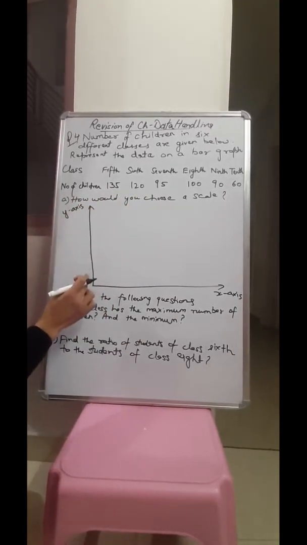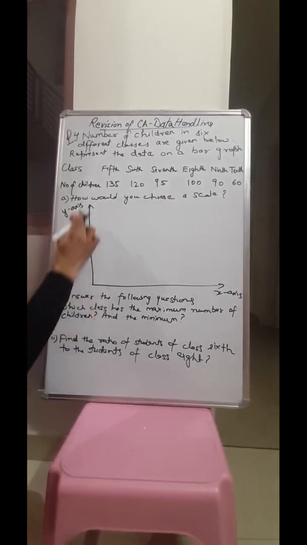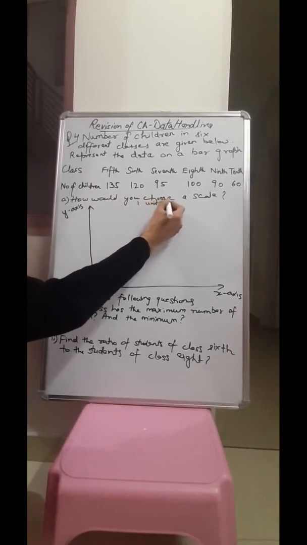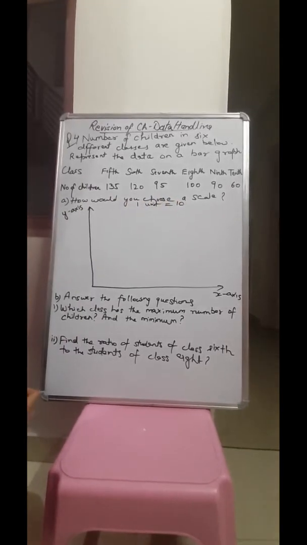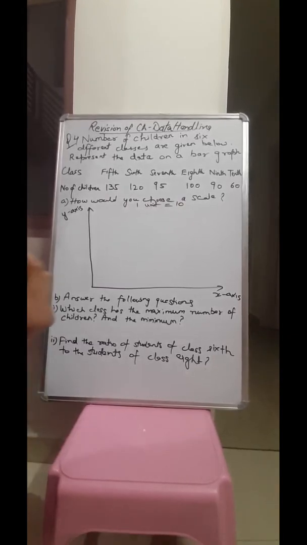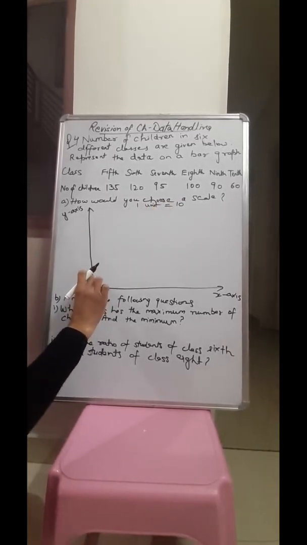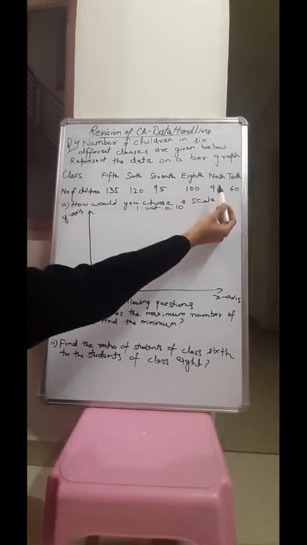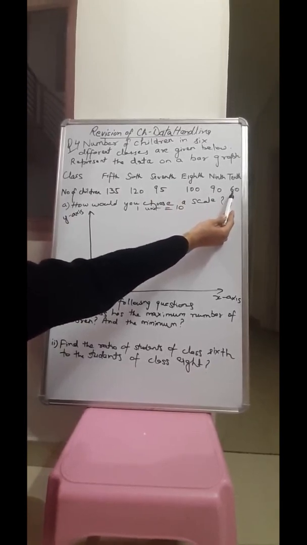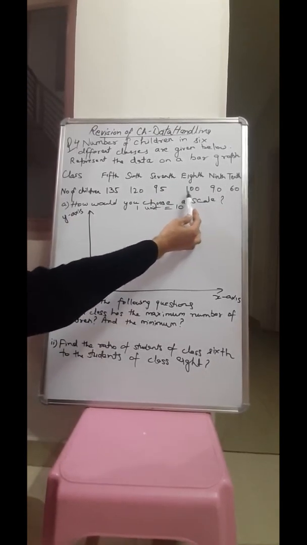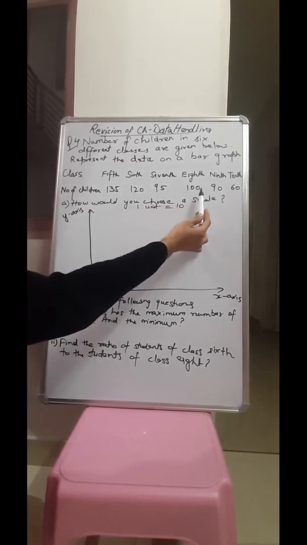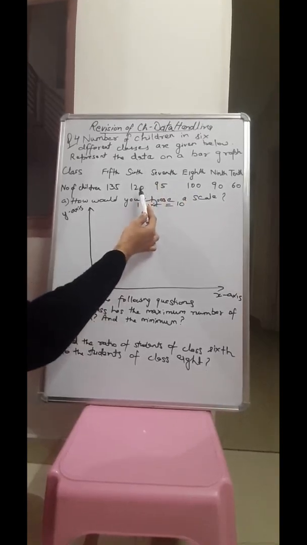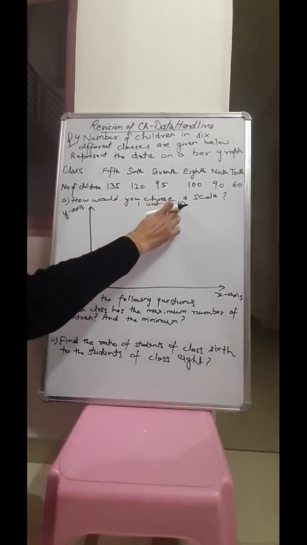The scale on the y axis, we can choose as 1 unit equal to 10. That means the gap I am going to take is 10. Why am I taking 10? Because you can see that most of the observations have a gap of 10. See, 90, 100, and after 100 we have 120. So I am taking a gap of 10.